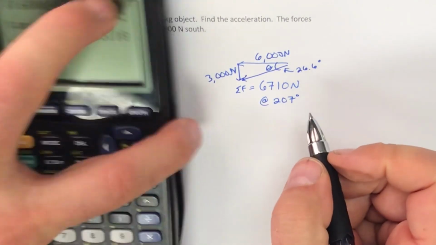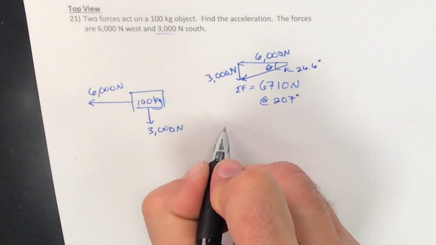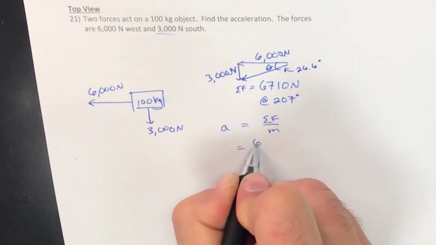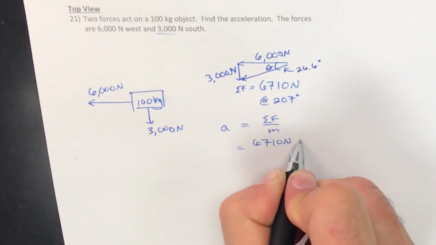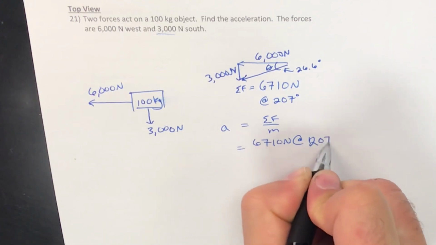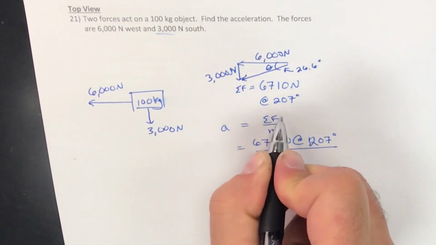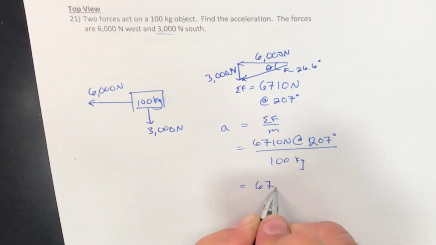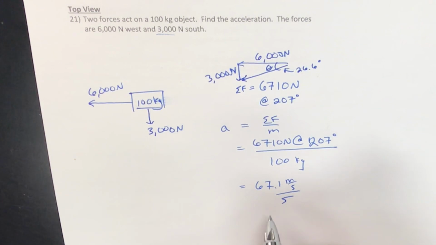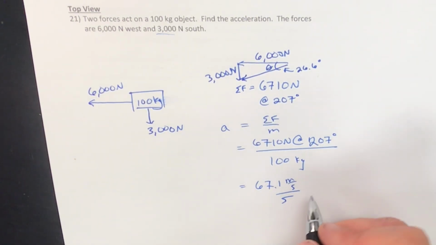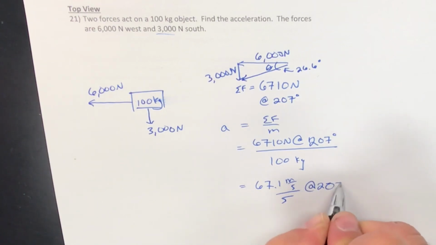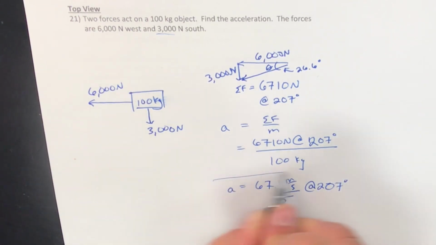That's the net force. Now we want the acceleration. Acceleration is the net force divided by the mass. Net force is 6,710 newtons at 207 degrees divided by 100 kilograms. That would be 67.1 meters per second every second. That is an acceleration. It's almost 7g at 207 degrees.